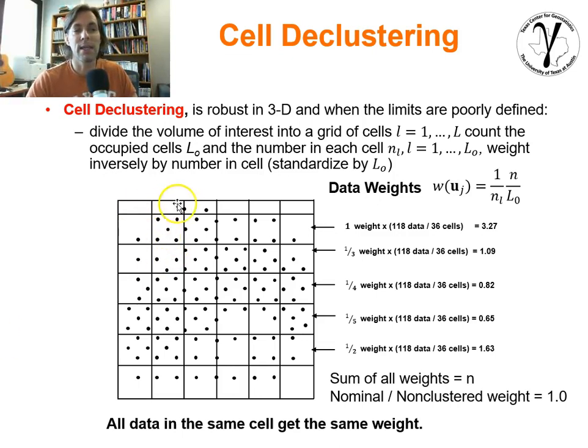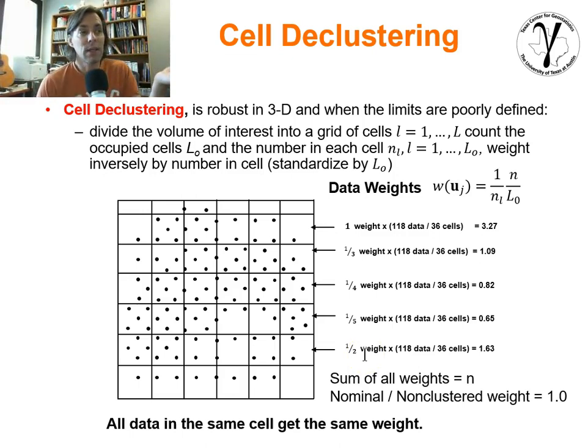What do you do? You take the area of interest, you put a mesh of regular sized cells over top of the area of interest, and then you calculate data weights based on the number of data within each cell. If there's one datum in a cell, you get one weight. If you have four data in a cell, you get 1/4 weight. If you have two data in a cell, you get half weight. You see that? It's very straightforward.